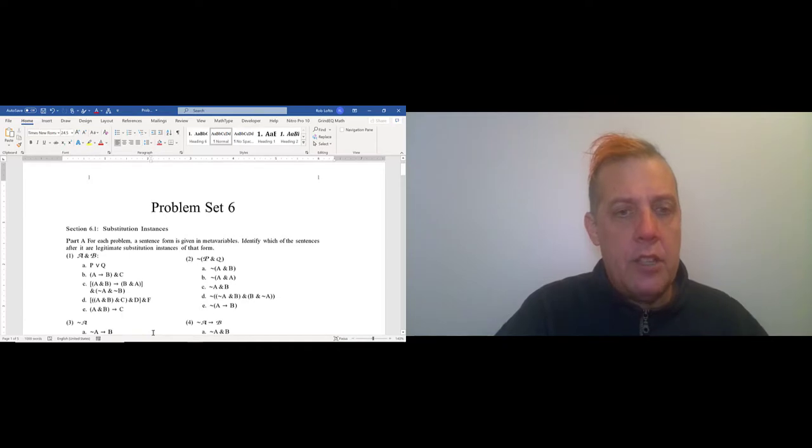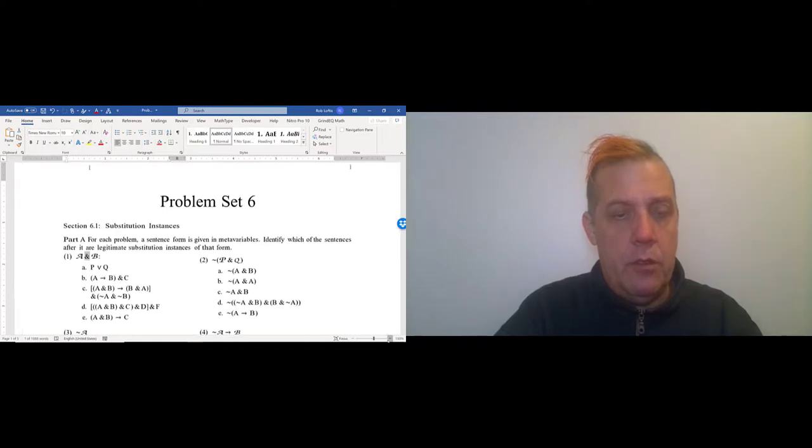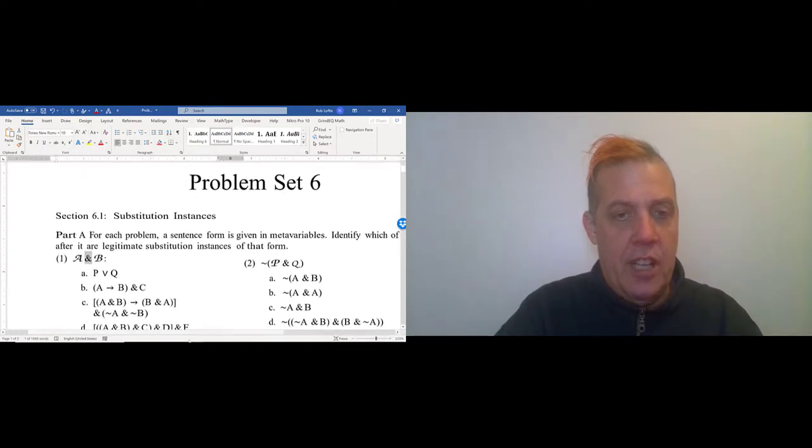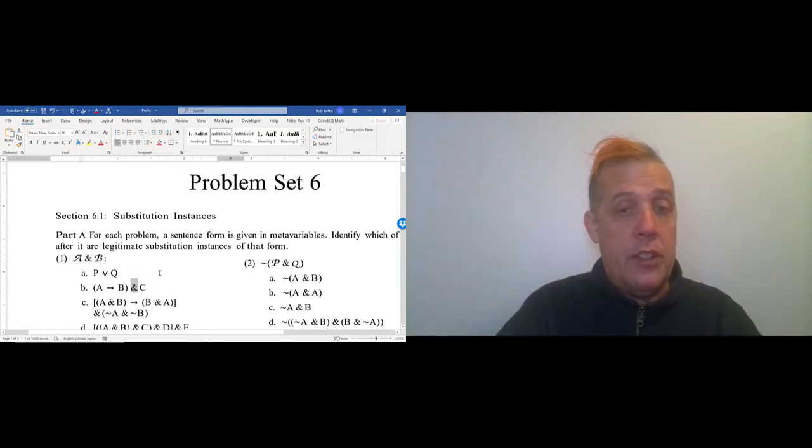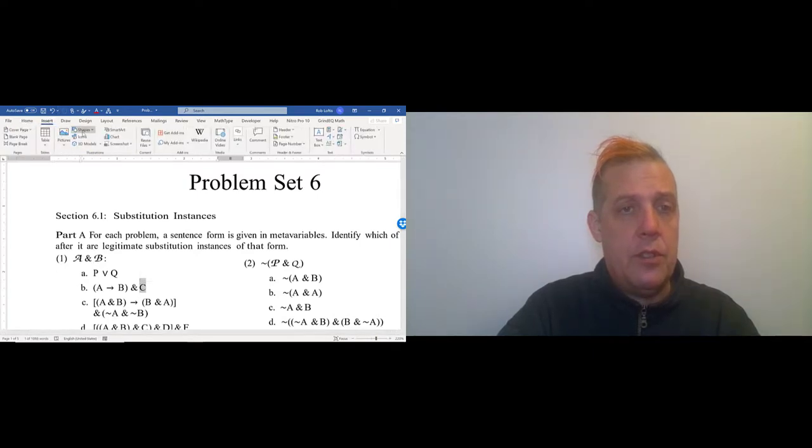But now look at the next problem. So here, the main connective was the and. You can zoom in, right? And down here, the main connective is the and. And then you've got, on either side of it, things that can be substituted in. So the A here can become A implies B. The B here can become C. So this is a proper substitution instance. We'll just circle it.